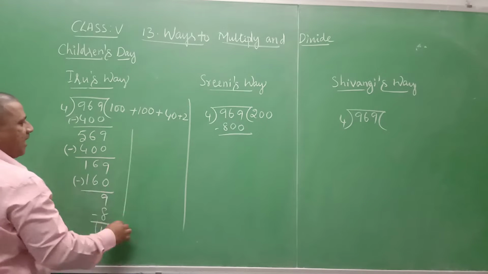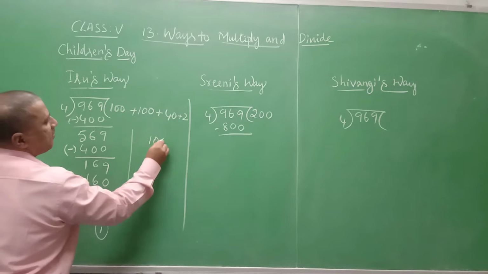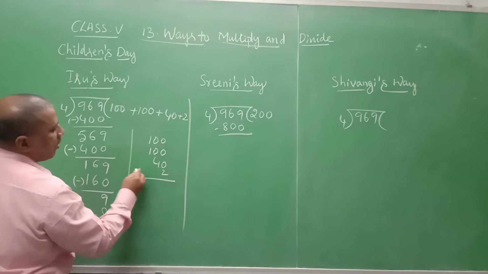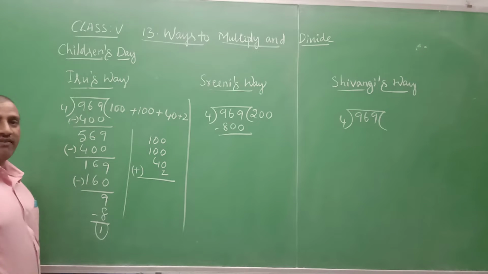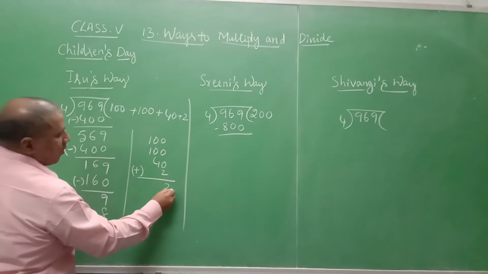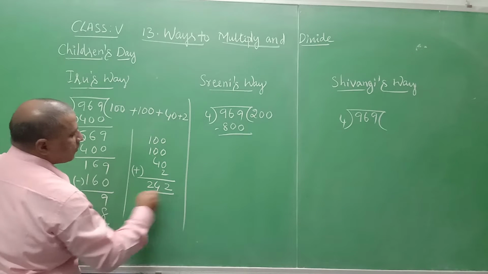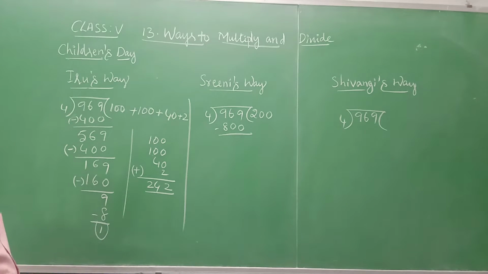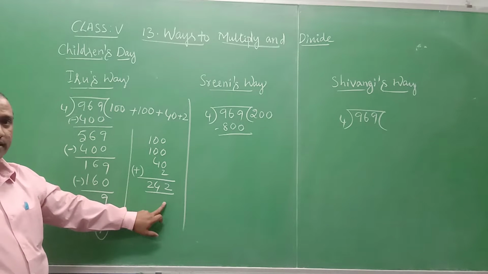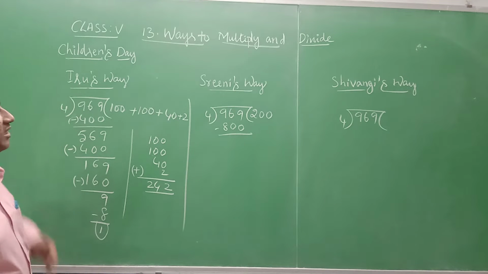So in total, how many times did he get? It is 100 plus 100 plus 40 plus 2. So to how many children can these 969 pencils be given, by adding this? 0 plus 0 plus 0, 0 plus 0 plus 2 is 2, 0 plus 4 is 4, and 2. It is 242 children. After giving 4 pencils to each child, 1 pencil is left according to Iru's way.